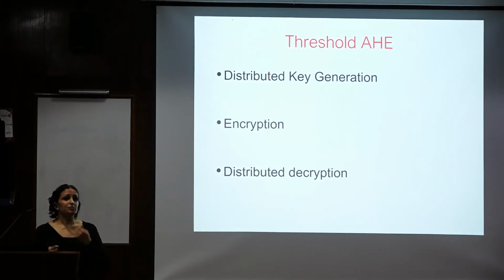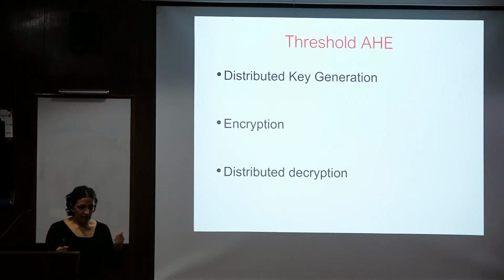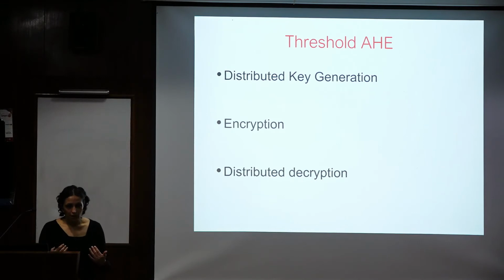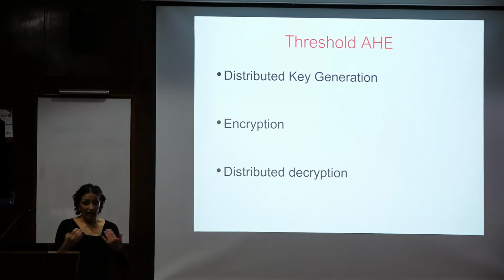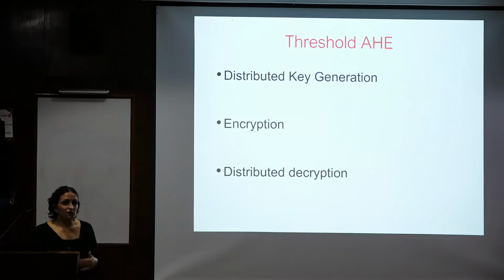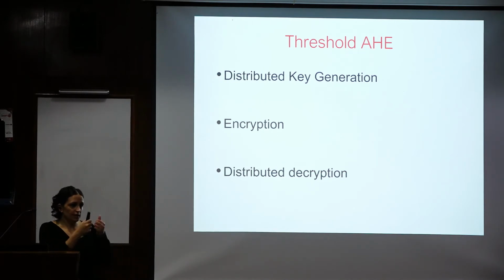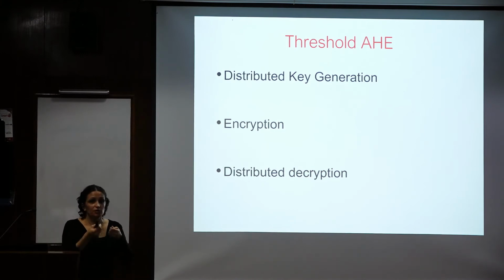Here, it's a primitive where none of the parties, or even any strict subset of the parties, can extract the secret key. So basically, the secret key is shared among the parties. So we will have a protocol for key generation. Encryption is as before, and for decryption, we will again have a protocol where each party partially decrypts the ciphertext using its own share, and then you aggregate all the partial decryptions into the actual decryption.